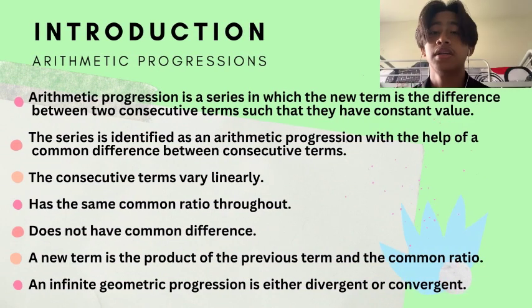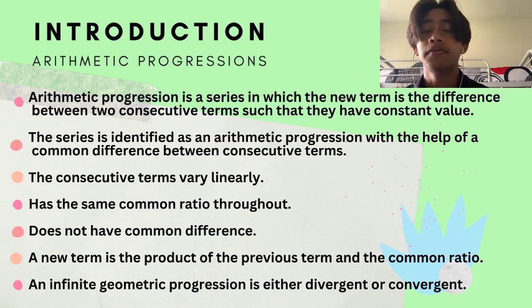Arithmetic progressions. Arithmetic progression is a series in which the new term is obtained by adding a constant value to the previous term, so the difference between two consecutive terms is constant. The series is identified as an arithmetic progression with the help of a common difference between consecutive terms. The consecutive terms vary linearly.